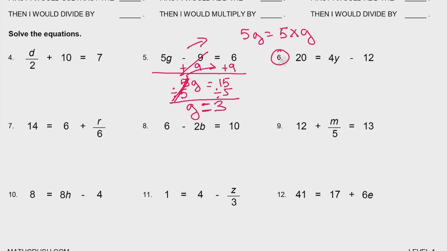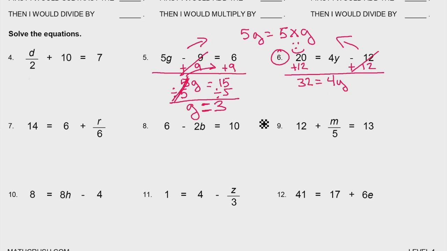Problem 6. Well, the 20 is happy, but this side is all unhappy because you have numbers and variables next to each other. So you're going to have to move the numbers to the other side. Well, again, I'm going to move this minus 12 first to the other side. If I move the minus 12 to the other side, I'm going to do the opposite operation, which would be plus 12. And I do that to both sides. And 12 minus 12 is 0. So I'm left with 4y equals 20 plus 12, which is 32.